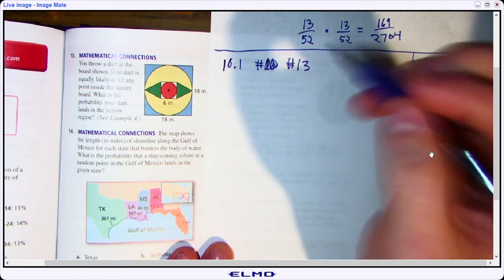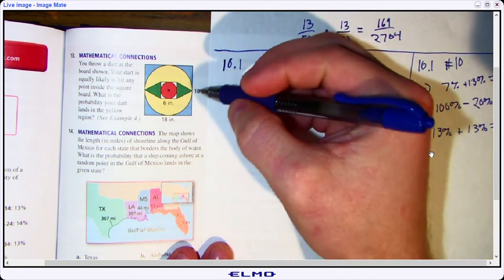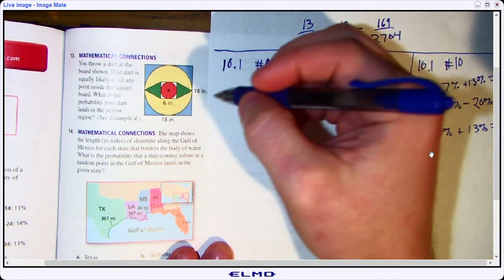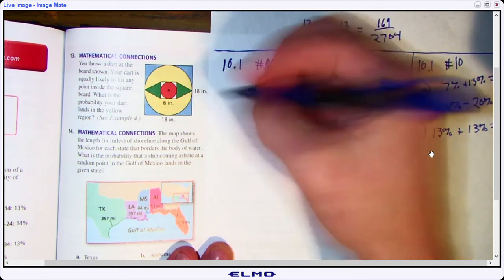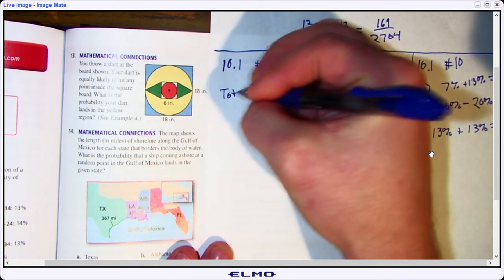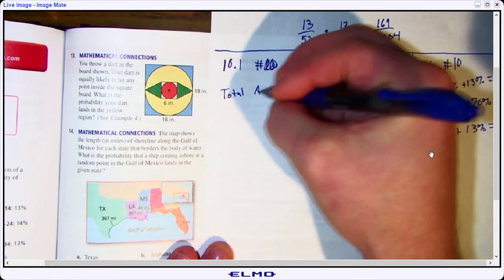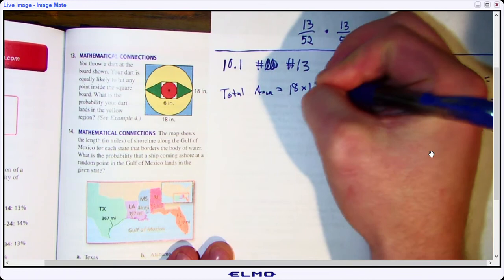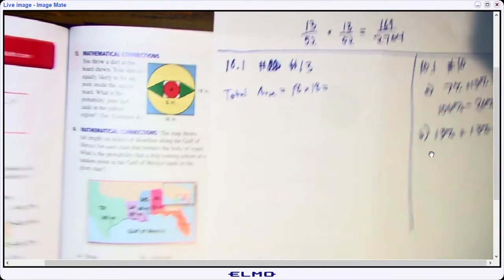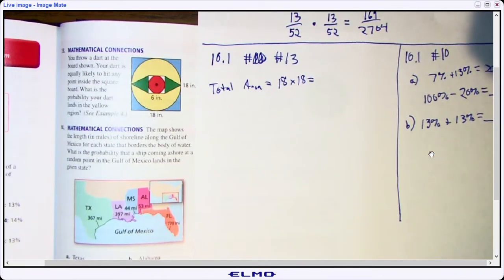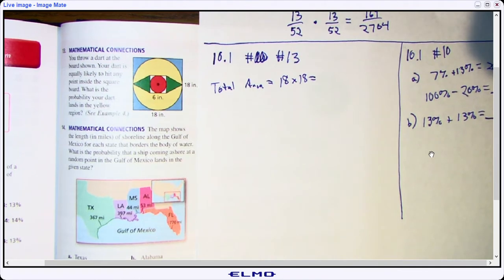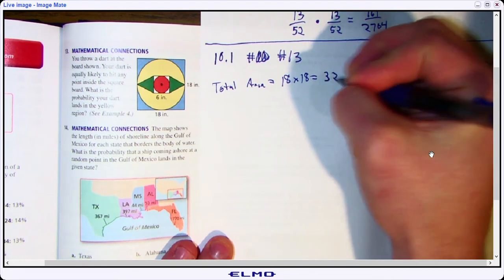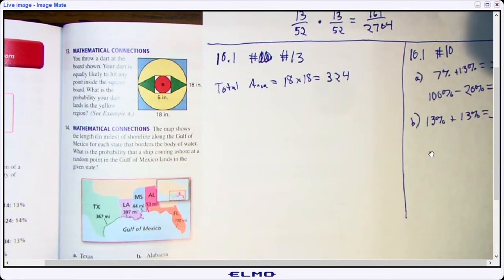So first things first though, we know the total area of the square is just 18 squared, right? So I'm going to write total area of the board is going to be 18 times 18. And I know I should know that one, but I don't. So 18 times 18, 324, of course. What else would it be? All right, that's the total area of the board.